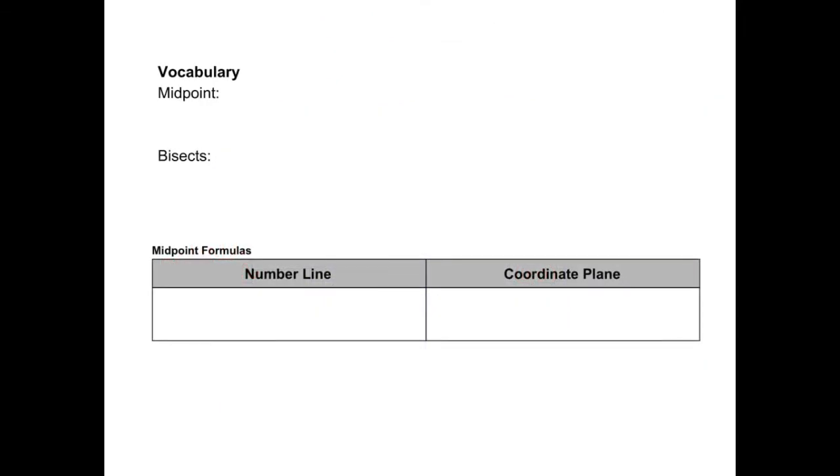Let's take a look at some vocabulary dealing with midpoints. We have discussed midpoint earlier in this chapter, and specifically what it does is it is a point that bisects a segment. And bisect means to divide into two equal parts. We talked about this when we were discussing congruent segments, that the midpoint creates two congruent segments because they are equal. It cuts it in half.